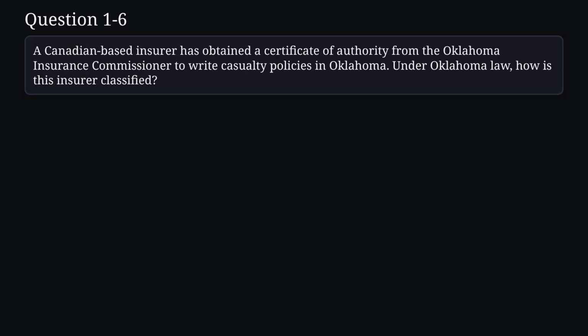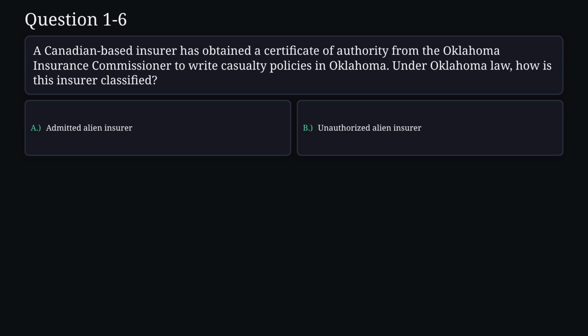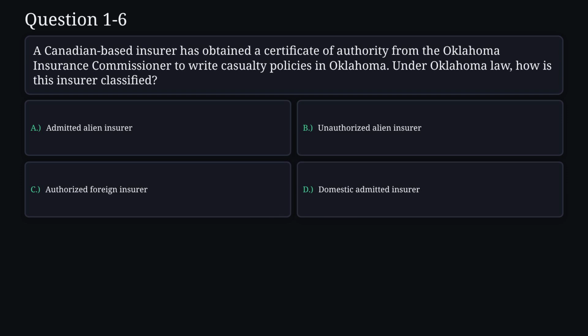Question 6. A Canadian-based insurer has obtained a certificate of authority from the Oklahoma Insurance Commissioner to write casualty policies in Oklahoma. Under Oklahoma law, how is this insurer classified? A. Admitted alien insurer. B. Unauthorized alien insurer. C. Authorized foreign insurer. D. Domestic admitted insurer.